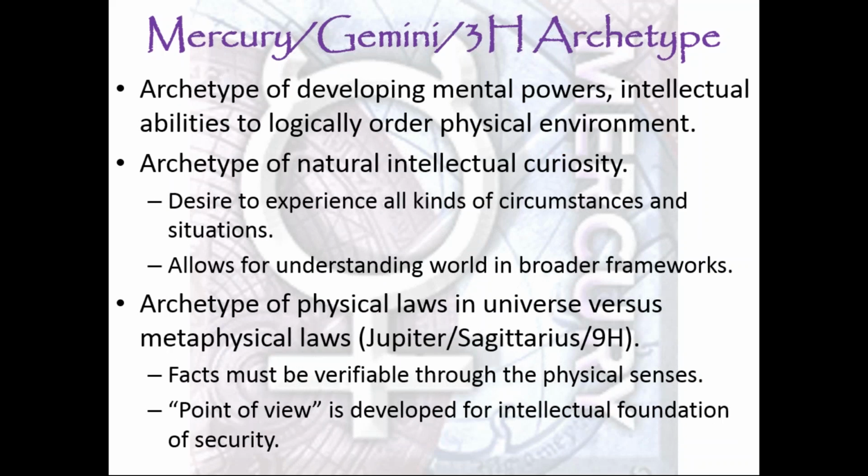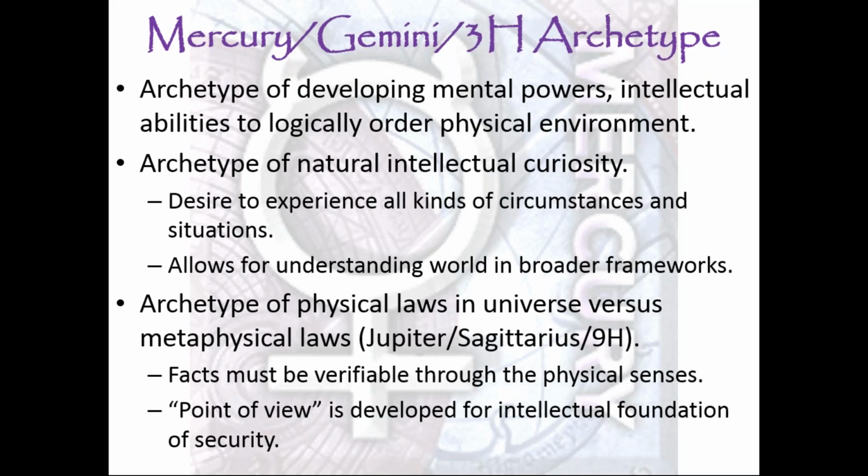Mercury through Gemini third house is also the archetype of developing our mental powers and our intellectual abilities in order to logically order or make sense of our physical environment. Think about how you just evolved from a baby to a child to an adult. You're continually evolving yourself on an intellectual level. You're continually expanding what you know, but then putting it all back together into understanding your world, your environment.